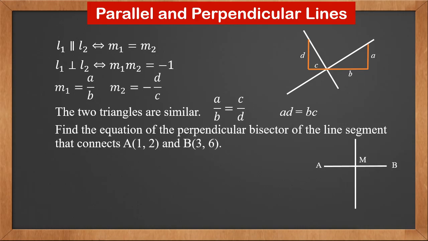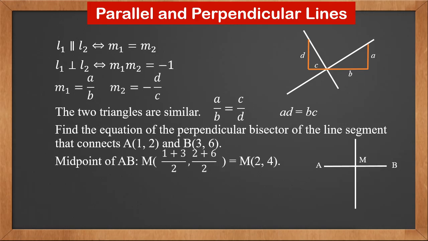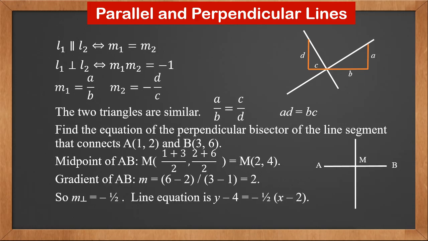Find the equation of the perpendicular bisector of the line segment that connects A(1, 2) and B(3, 6). The midpoint of AB, M, is ((1 plus 3) over 2, (2 plus 6) over 2). This is (2, 4). Gradient of AB is (6 minus 2) over (3 minus 1), which is 2. So the gradient of the perpendicular bisector is minus 1 over 2, which is minus half. The line passes (2, 4). Therefore, the line equation is y minus 4 equals minus half times (x minus 2).